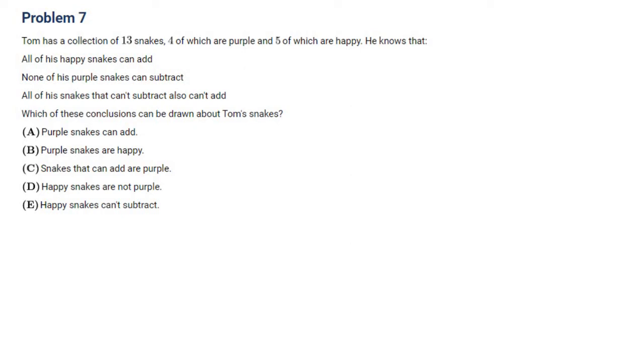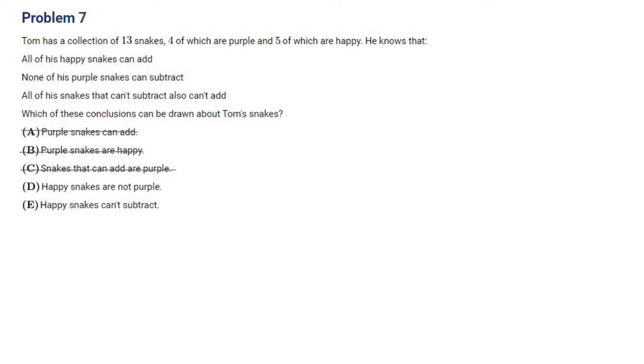So out of these, let's do process of elimination. So A can be cancelled off because purple snakes can add, that's not true. It's already clearly stated that none of his purple snakes can subtract, and they also can't add because they can't subtract. And then we can eliminate B too because purple snakes, if they were happy, they could have added. So they're not happy. Okay, and then we can eliminate C because it's basically B, but just saying it in a different way, that snakes that can add are purple. They're not all of them purple anyways, because it's the converse of it.